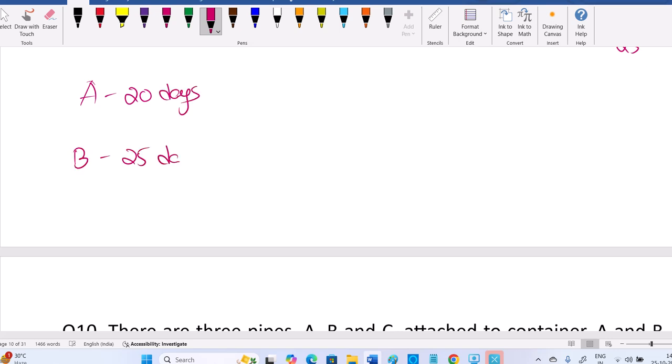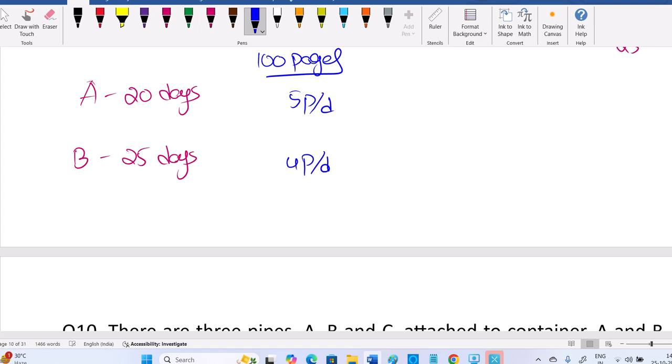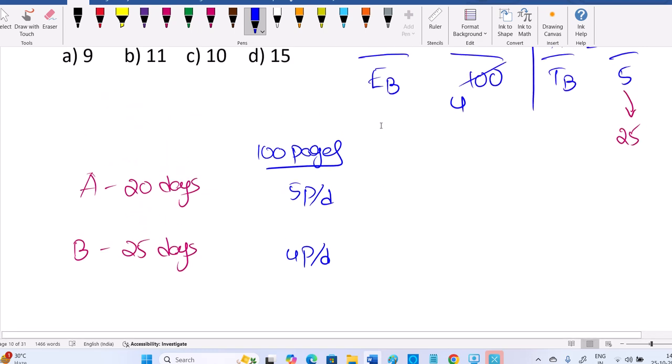Then I can fix the work as equal to 100 pages. A can type 5 pages per day, B can type 4 pages per day. A's efficiency is more than B, you can clearly observe that.